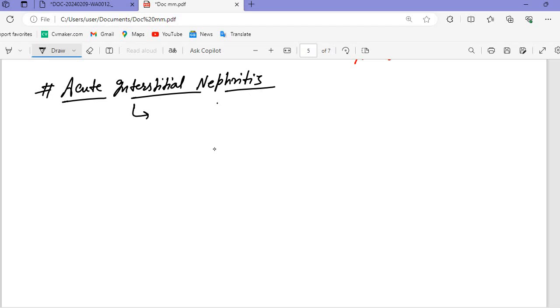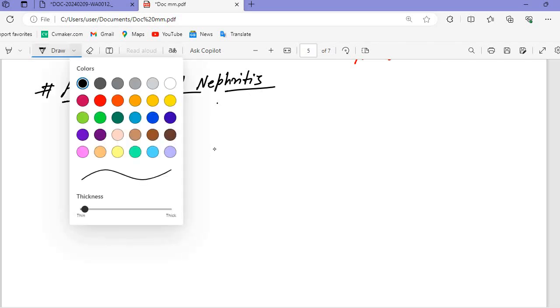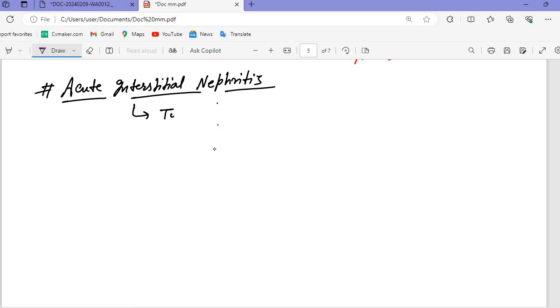So acute interstitial nephritis, remember, is type 4 hypersensitivity. What type of hypersensitivity is it? Type 4 hypersensitivity. Which cells are involved? Yes, T cells are involved. And this is the delayed hypersensitivity.